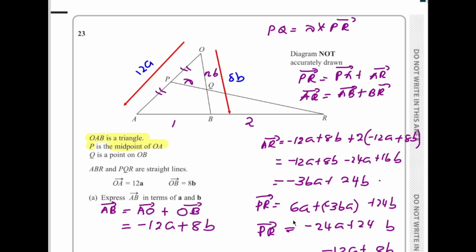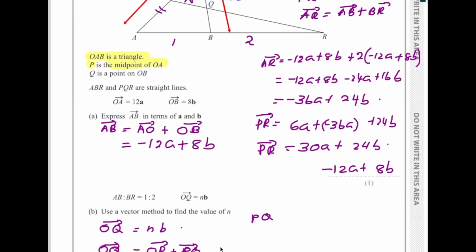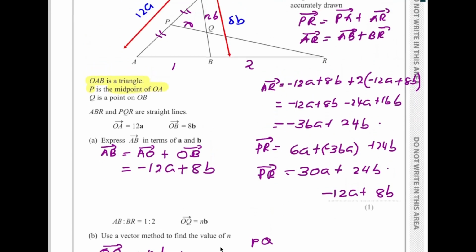Is it correct? It's not correct. Here PR is 6A minus 36A, 30A plus 24B. Now we are done with PR. Then we have PR, and we have to get PQ. So how do we get PQ?